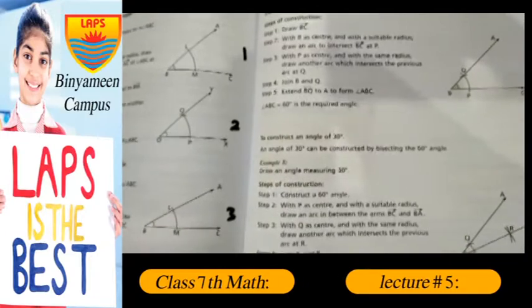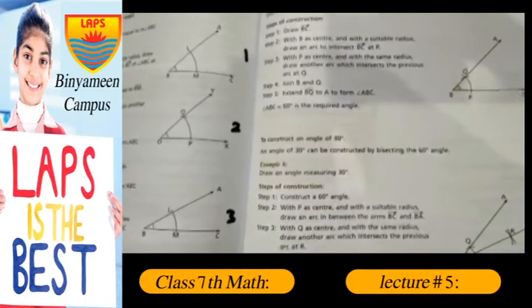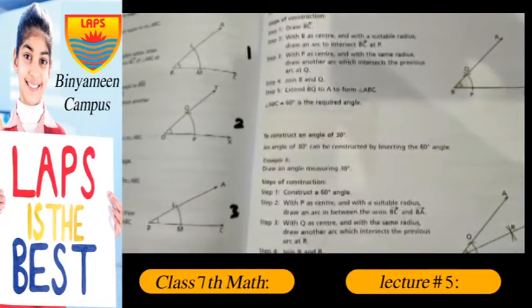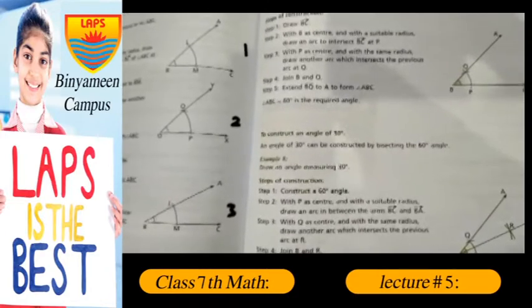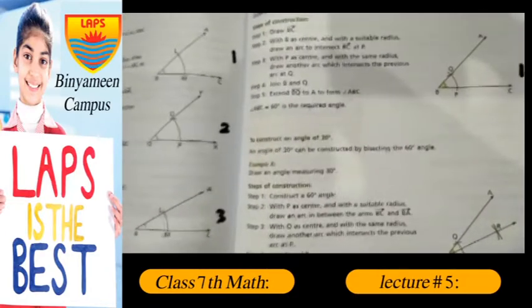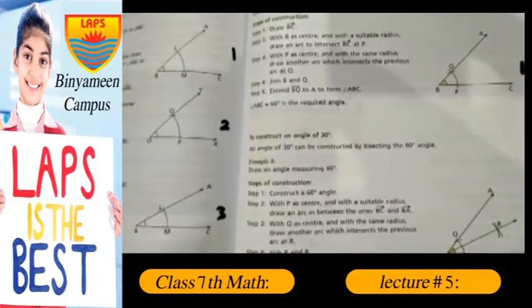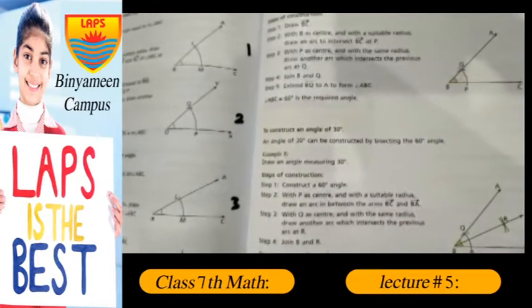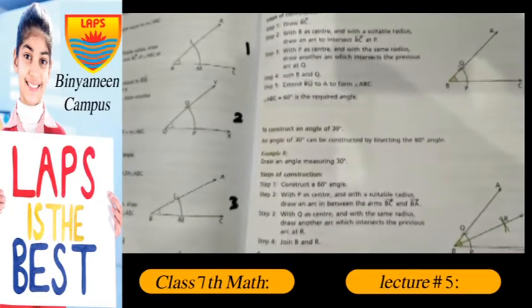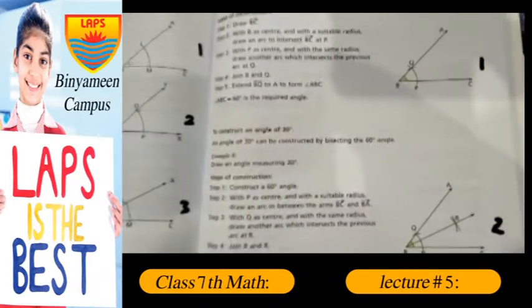Same radius. Step 4. Join B and Q. And step 5. Extend BQ to A to form angle ABC. The angle ABC equal to 60 degrees is the required angle.